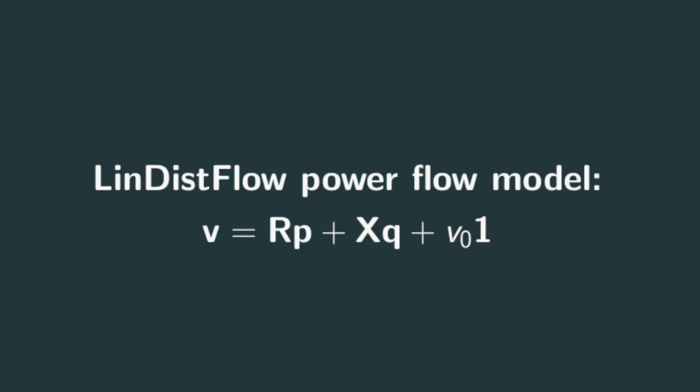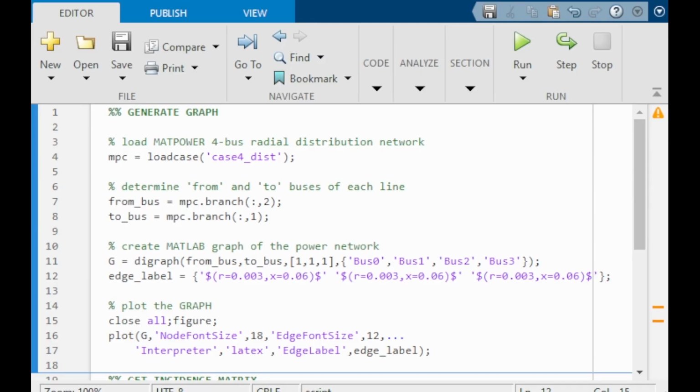Herein, the real power injections given by the vector P and the reactive power injections given by the vector Q are linearly related to the voltages in a power network which is given by the vector V. In MATLAB, we use the software called MATPower in order to get a test case, a 4-bus radial distribution network, which can be loaded using the command load case.